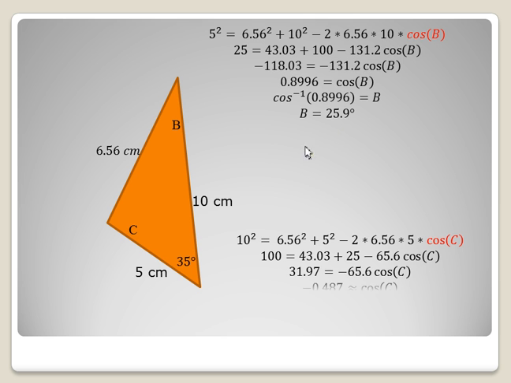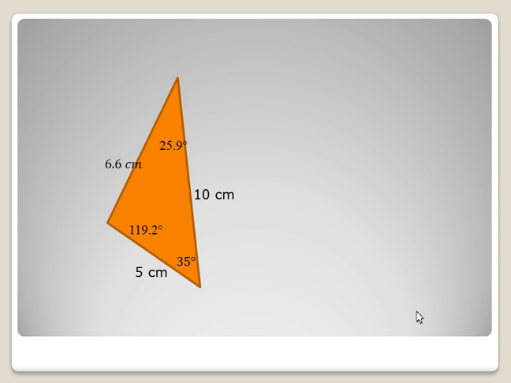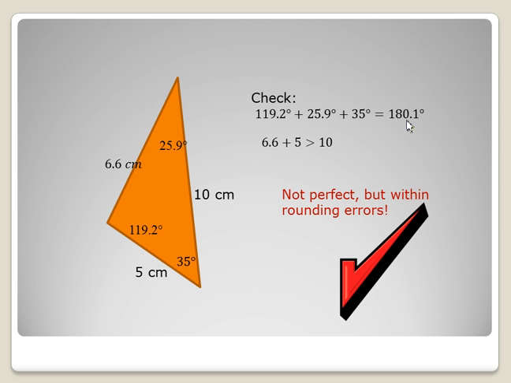Then we'll do the same thing for C: opposite squared, adjacent squared, minus 2 times adjacent times adjacent, and then the cosine. Use the inverse, solve, and you get 119.2 degrees. When we write all these pieces of information in, we can do a check. Make sure they add up to about 180. Okay, we had some rounding errors, but the sum of the two short sides was bigger than the third side, and the angles added up to about 180 degrees. This is a solved triangle.